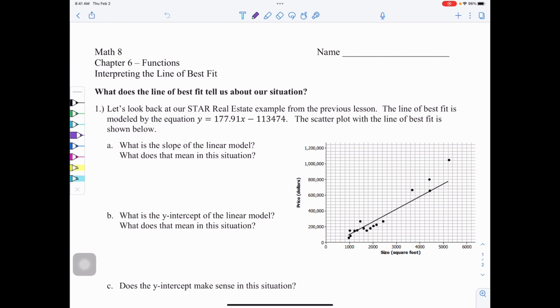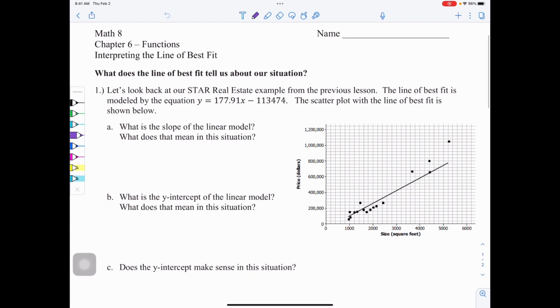So in number one, let's look back at our star real estate example from the previous lesson. If you recall, that was a situation where you are a realtor, you sell homes in this area, and you're trying to help your clients come up with the price of their home so that they can sell it.